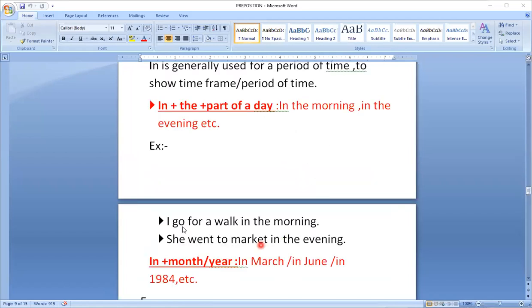For example, I go for a walk in the morning. You notice that we use in as a preposition before the morning. She went to the market in the evening. Here we talk about the part of the day, the evening, so we use the in preposition before the evening.